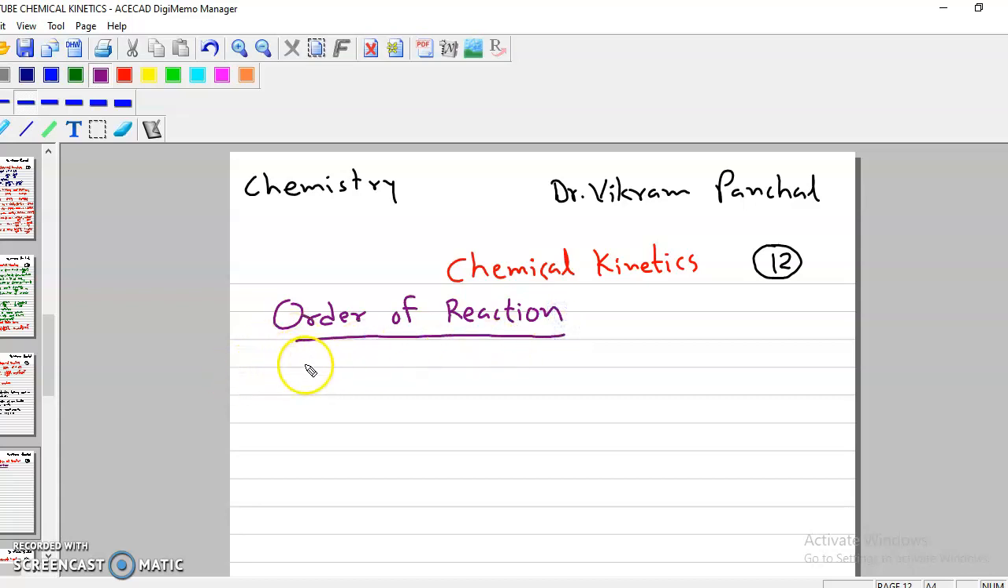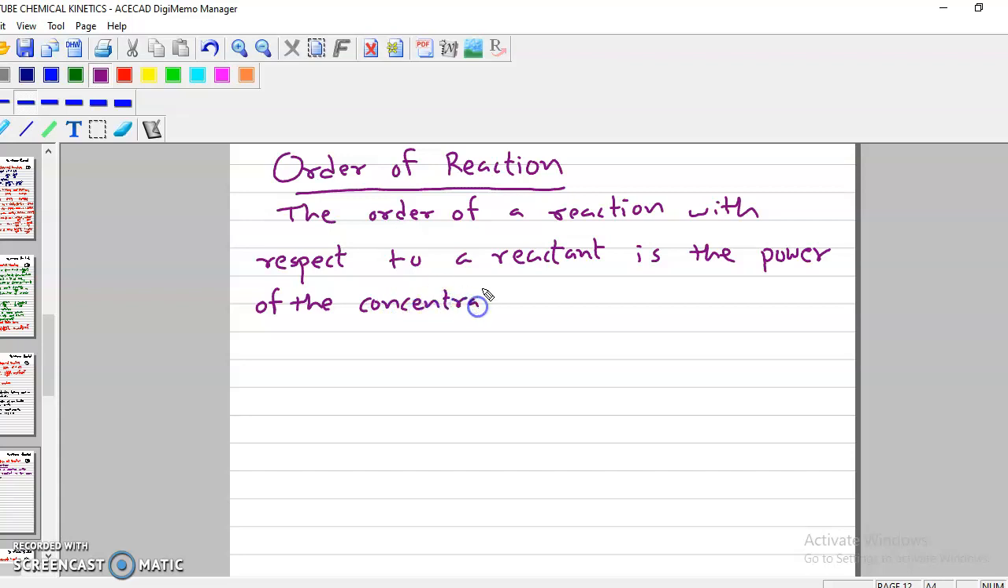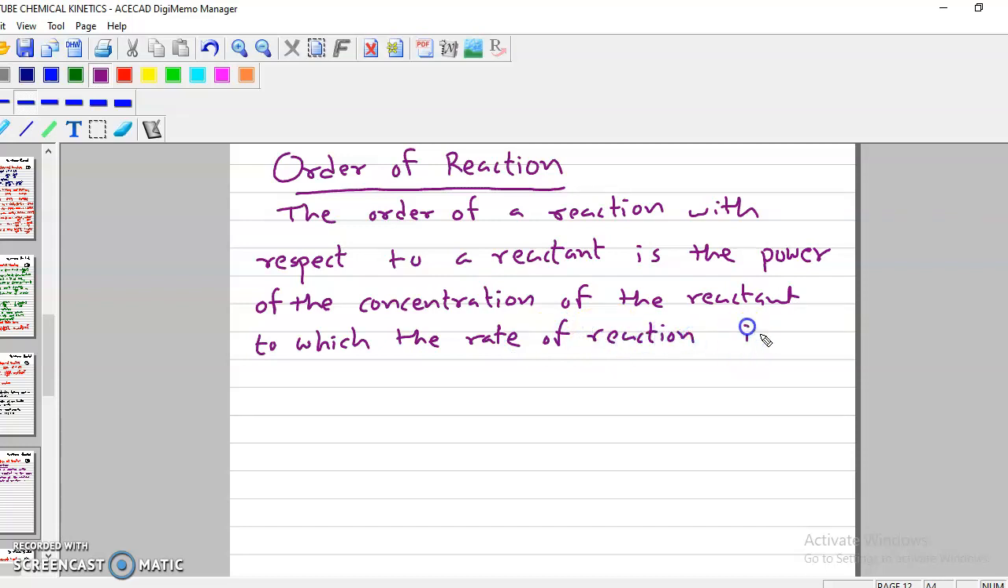If we want to write the definition, the definition is: the order of a reaction with respect to a reactant is the power of the concentration of the reactant to which the rate of reaction is directly proportional.